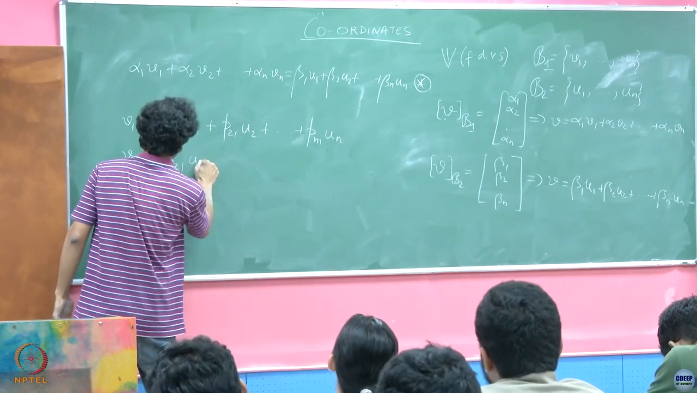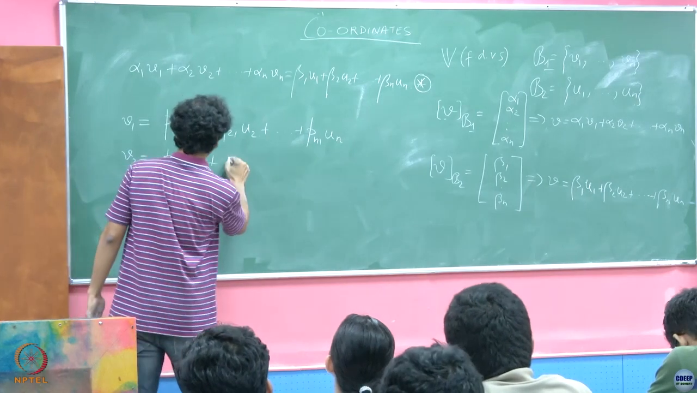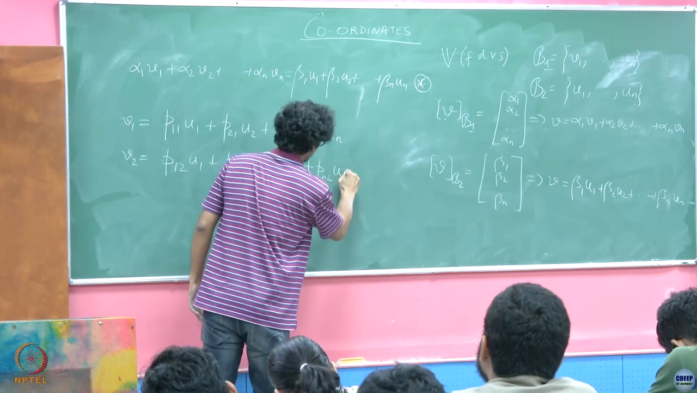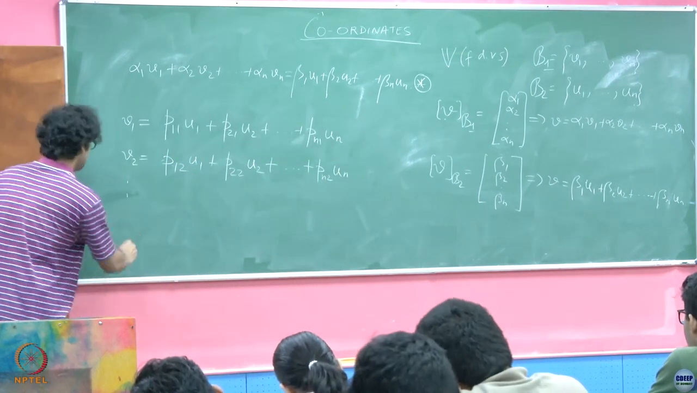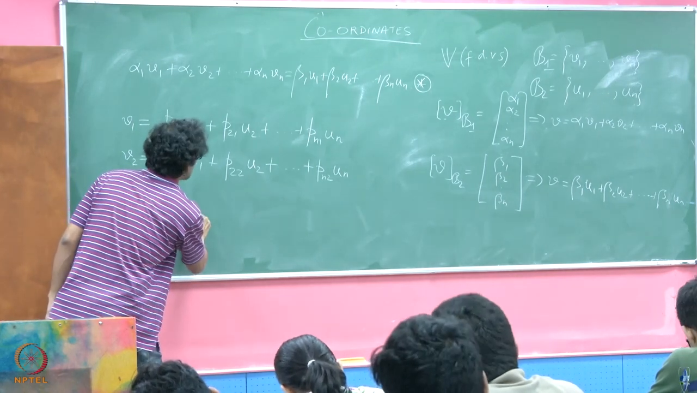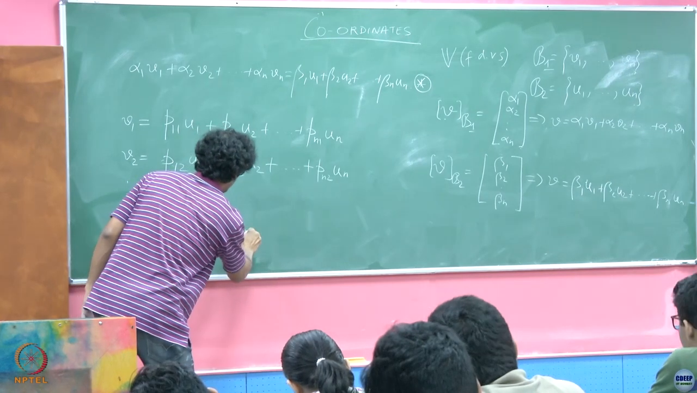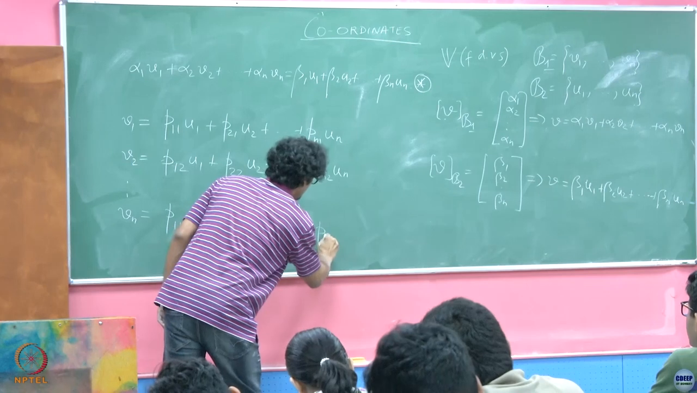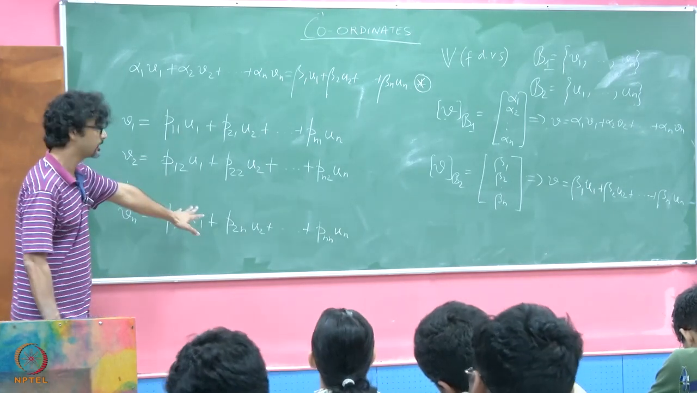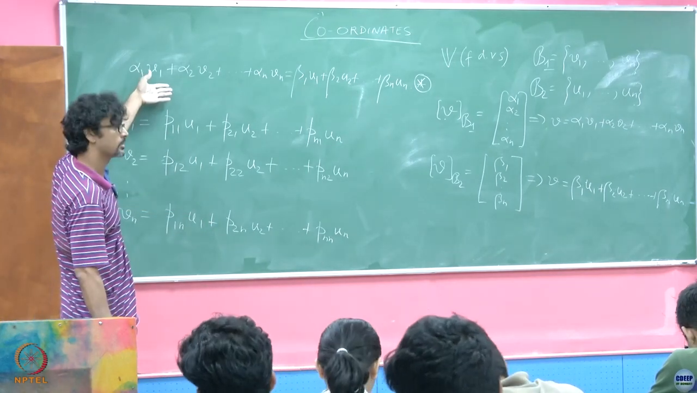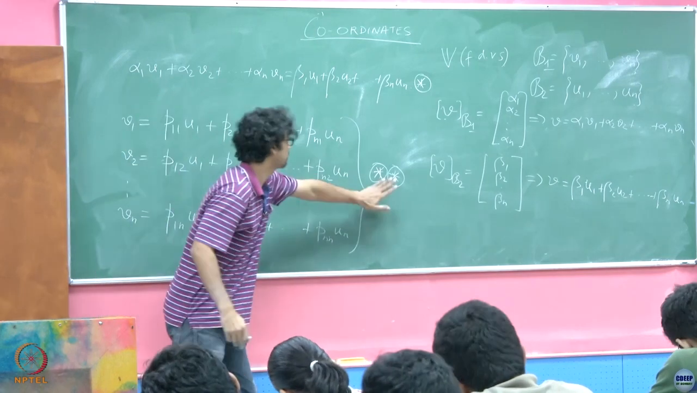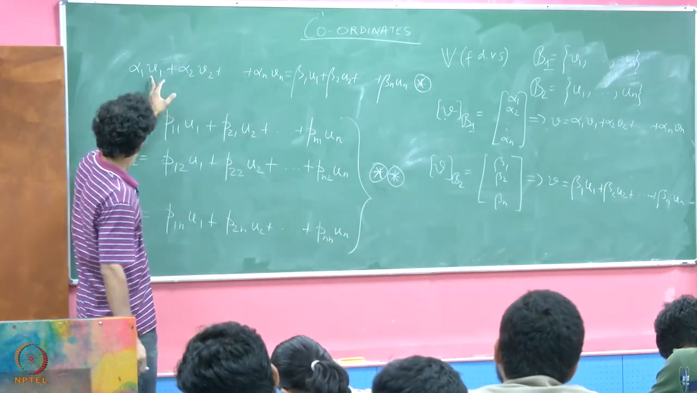V2 is P12 U1 plus P22 U2 plus dot dot dot PN2 UN. And likewise, I can write Vn as P1n U1 plus P2n U2 plus dot dot dot Pnn Un. Right? This is legit. If I now plug this back into the asterisk equation, so let's call this the double asterisked equation. So if I put this double starred equation in the single starred equation back, which is to say that I am substituting this here, right?